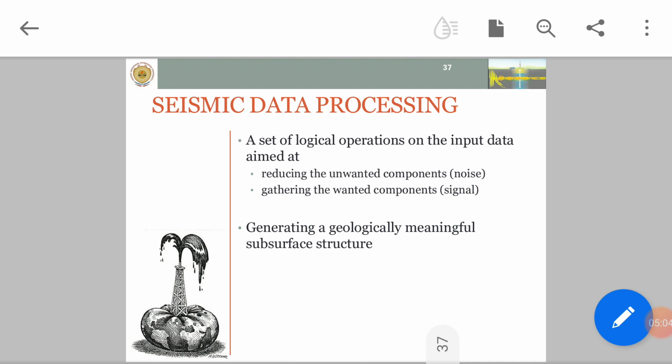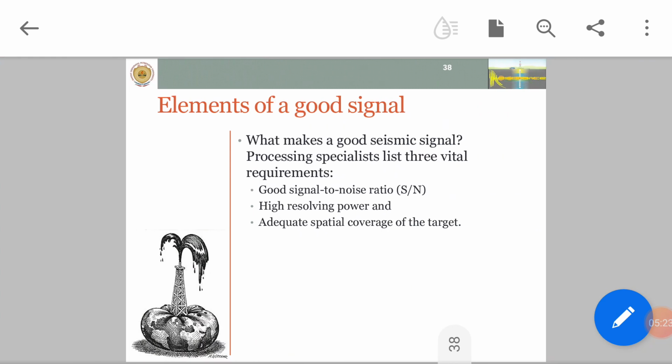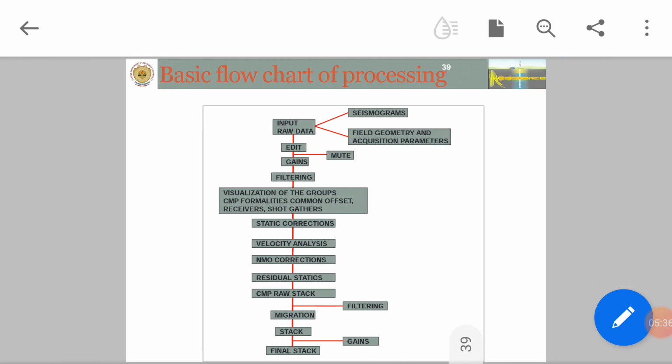Seismic data processing is a set of logical operations on the input data aimed at reducing the unwanted components, which is noise, and gathering the wanted components, which is signal. Generating a geologically meaningful subsurface structure is the final objective of seismic data processing. What is a good signal? A good signal has three vital requirements: good signal to noise ratio, high resolving power, and adequate spatial coverage of the target.